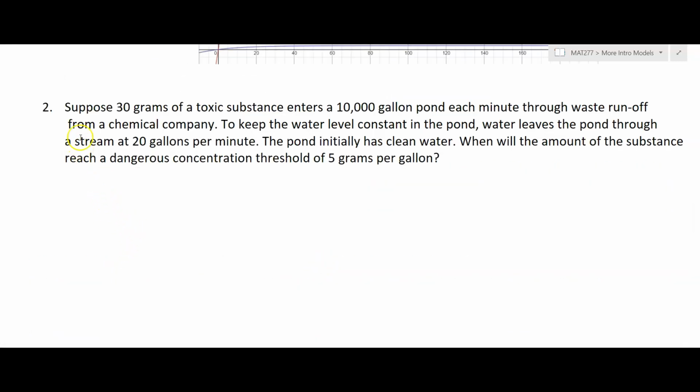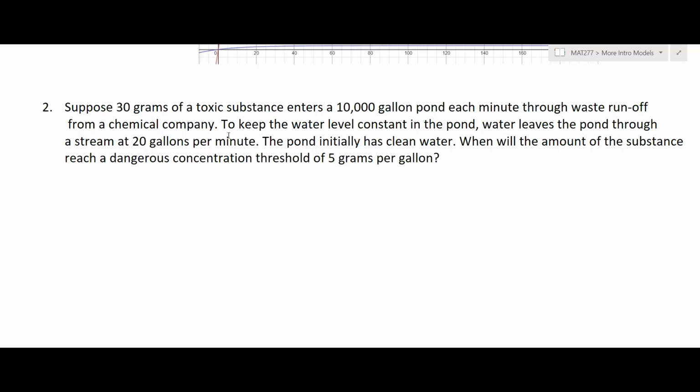In this next problem, we have a very similar situation, but here we have 30 grams of a toxic substance entering a 10,000 gallon pond each minute through waste runoff from a chemical company. Now, that just means that we have sort of a larger drum here. This is the same kind of concept, but now our tank, our drum, is actually a lake.